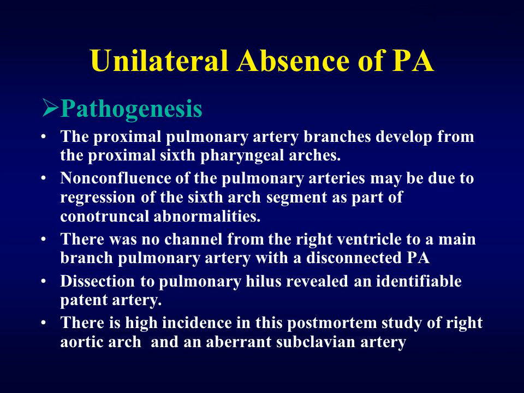Unilateral absence of PA. Pathogenesis: the proximal pulmonary artery branches developed from the proximal sixth pharyngeal arches. Non-confluence of the pulmonary arteries may be due to regression of the sixth arch segment as part of conotruncal abnormalities. There was no channel from the right ventricle to a main branch pulmonary artery with a disconnected PA. Dissection to the pulmonary hilus revealed an identifiable patent artery. There is a high incidence in this post-mortem study of right aortic arch and an aberrant subclavian artery.